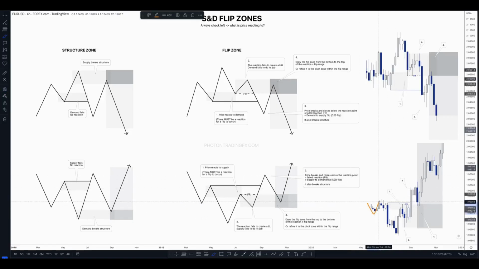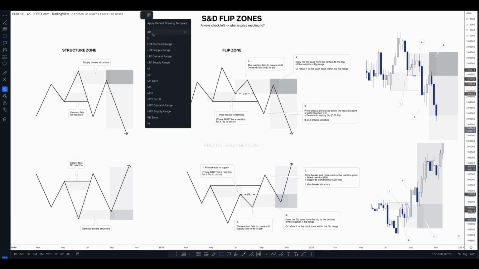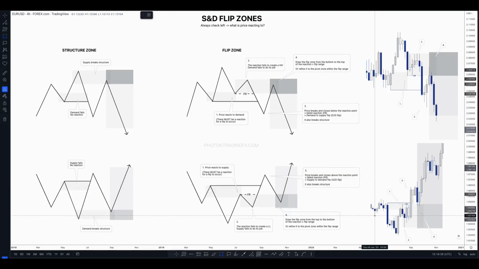But essentially, let's look at supply first, right? We have this move to the downside. So you could technically use a box and draw on that whole range, right? It should be familiar by now. You could go from the low to the high, and that would be your supply range, right? But obviously in this example, I've refined it to the pivot within it, the inside bar.